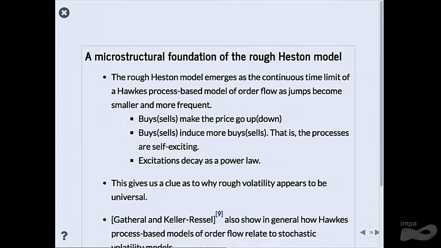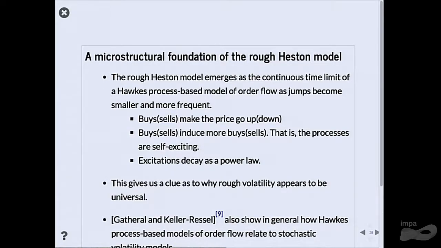What do I mean by a power law kernel in the Hawkes process? Well, as we've said, it's a self-exciting Poisson process. So a buy order comes, then it's more likely that another buy order is going to come. If another buy order doesn't come, how does the initial excitement decay? If it decays as a power law, that's the kernel describing how quickly these excitations decay. So this gives us a clue as to why rough volatility appears to be universal. And we show, in general, how any Hawkes process-based model of order flow relates to a stochastic volatility model in the limit.